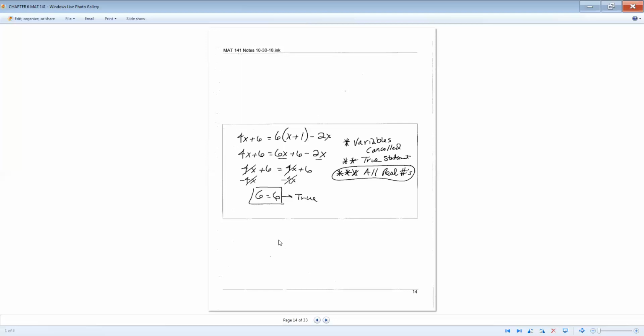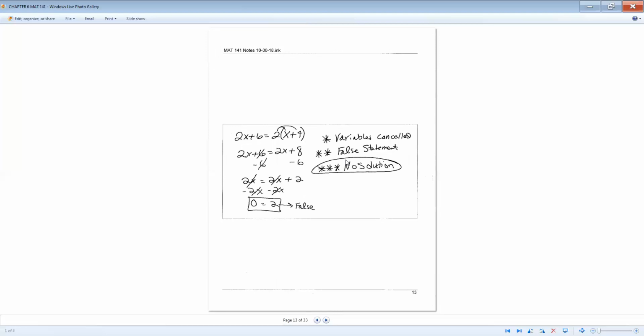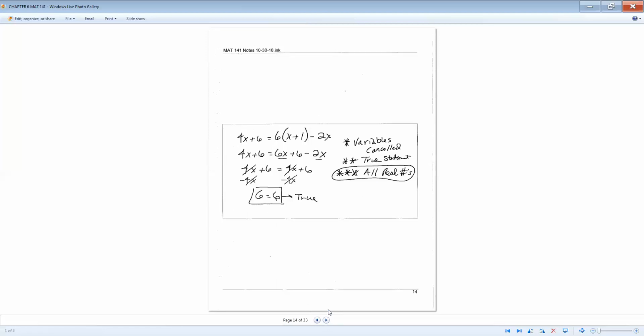So when your variables cancel and you have a false statement, it's no solution, no value. There's no value you can plug in for x that will make that a true statement. When your variables cancel and you have a true statement, it's all real numbers. Anything you plug in for x will make this true. Anything you plug in for x will be a solution.